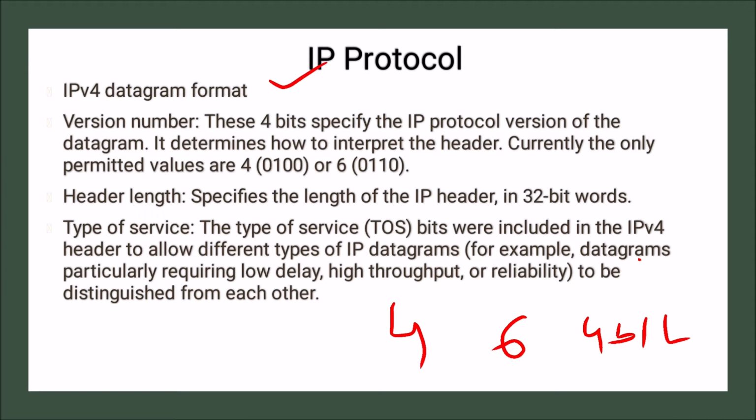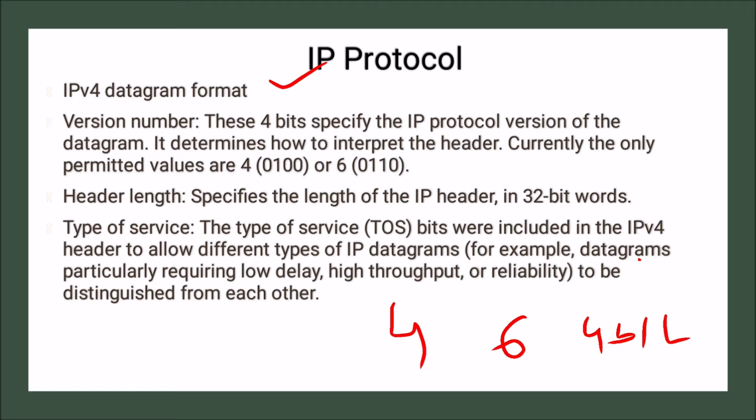The second field is header length. It specifies the length of the IP header in 32-bit words.